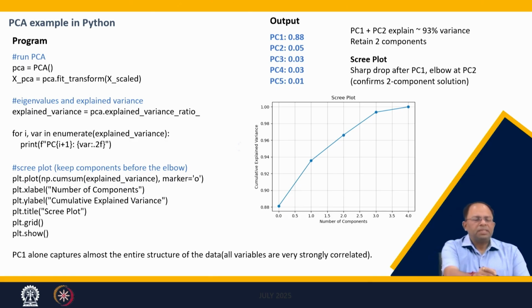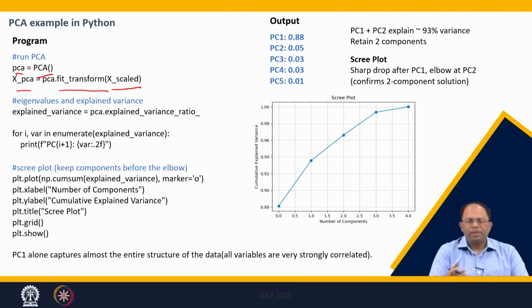We will then run the PCA, and x_pca will have the results, using pca.fit_transform. So we are fitting the data x_scaled, that's the data after scaling, into the PCA program, and once we have done the measurements, we can check the variances that have been explained.